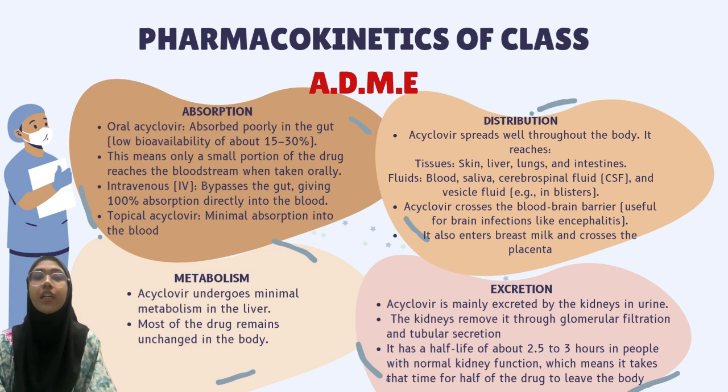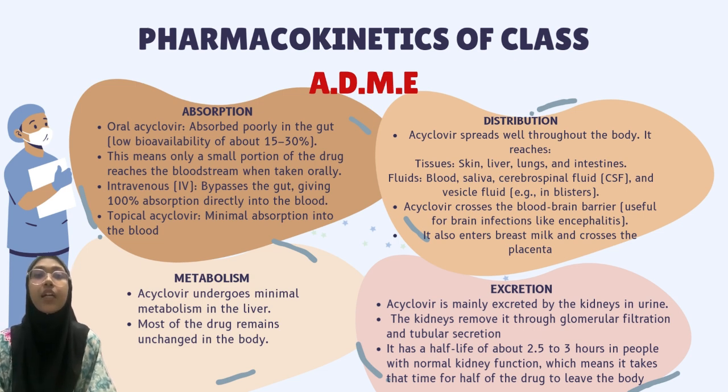Next is IV acyclovir. With IV acyclovir, the drug is injected directly into your vein. This method skips the gut entirely, so 100% of the drug enters your bloodstream. For example, if 100 mg of acyclovir is given through an IV, the entire 100 mg is available in your body. So IV acyclovir is used in serious infections or when the oral route is not effective.